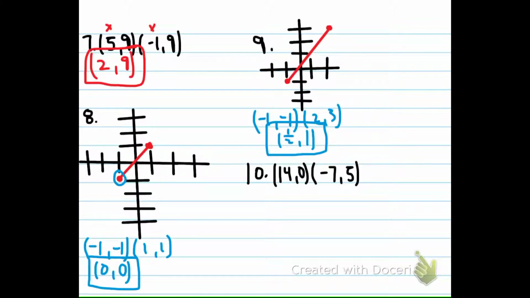And for our last problem, our x's are 14 and -7. So 14 plus a -7 is 7, and then 7 divided by 2 is 3.5. And then 0 plus 5 is just 5, so 5 divided by 2 is 2.5. So our midpoint is 3.5, 2.5. Hopefully you got all those problems right.